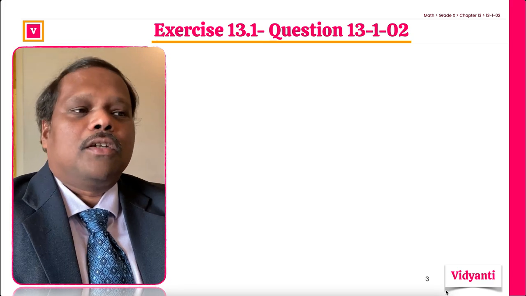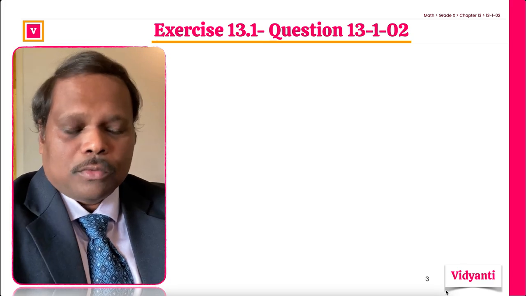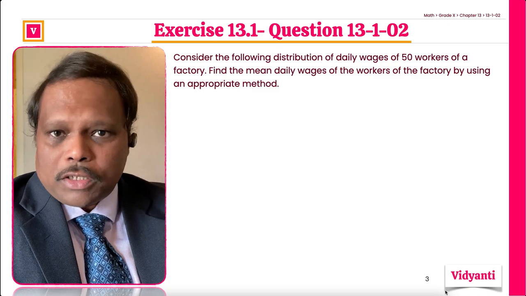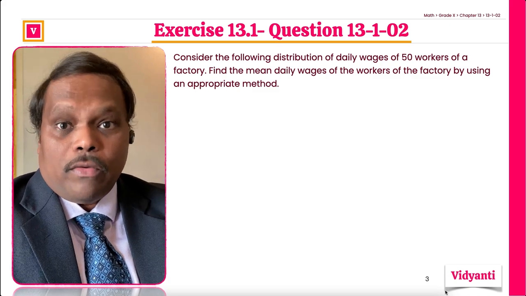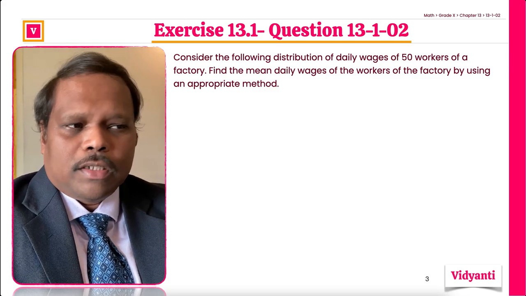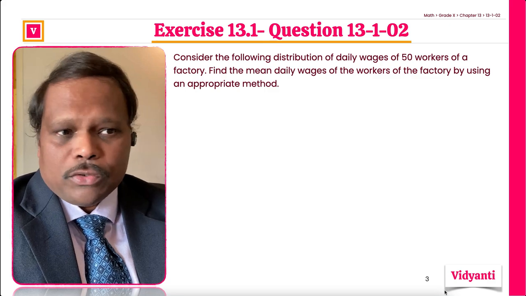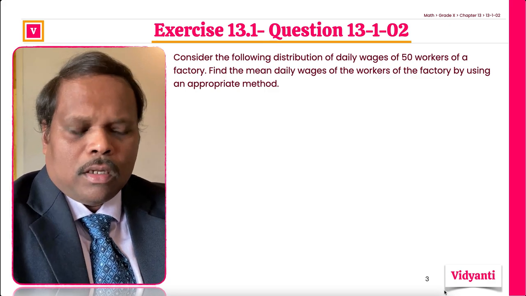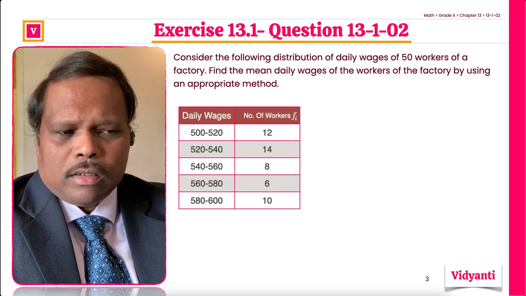Question 13.1.2. Consider the following distribution of daily wages of 50 workers. Find mean daily wages of workers of the factory by using an appropriate method. They have given us a table.